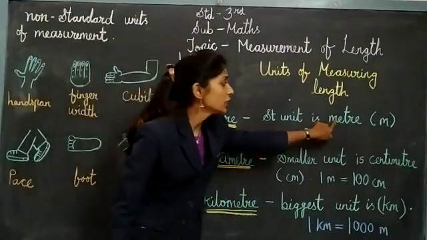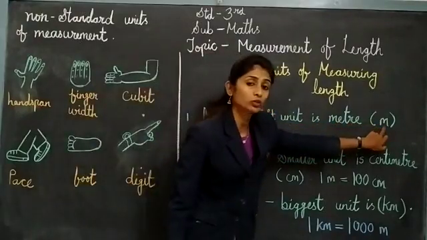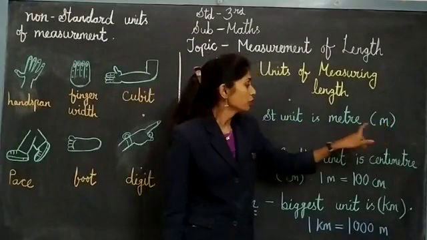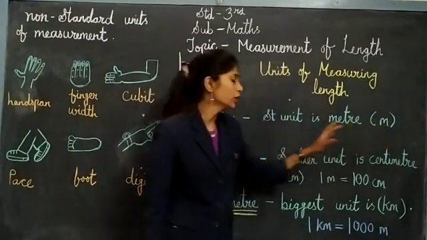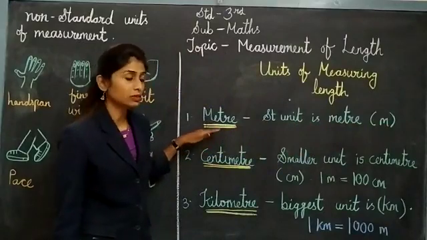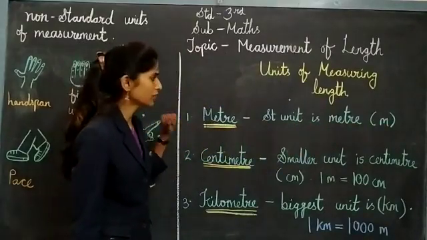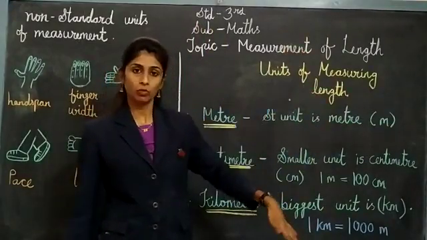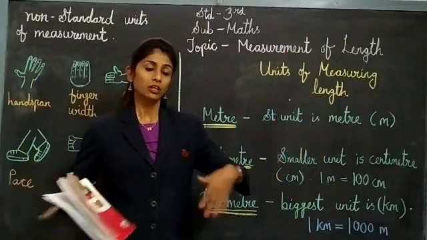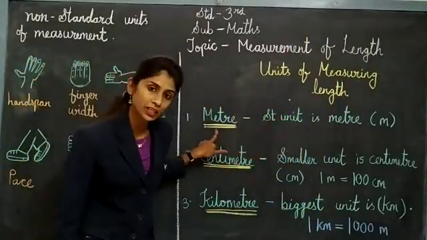The standard unit is the meter, and how do we denote it? This is the way. I am going to write it as small m. We denote meter as small m. So this is the meter, and in this what will come? Suppose I want to measure door length, wall length. The wall is bigger, the door is bigger in length, so I will use the meter unit.